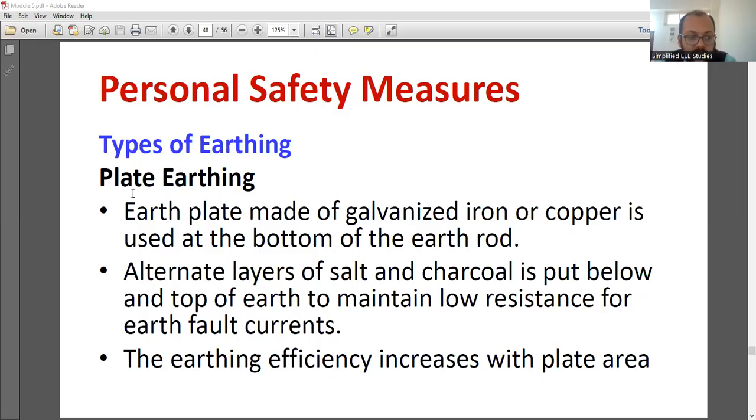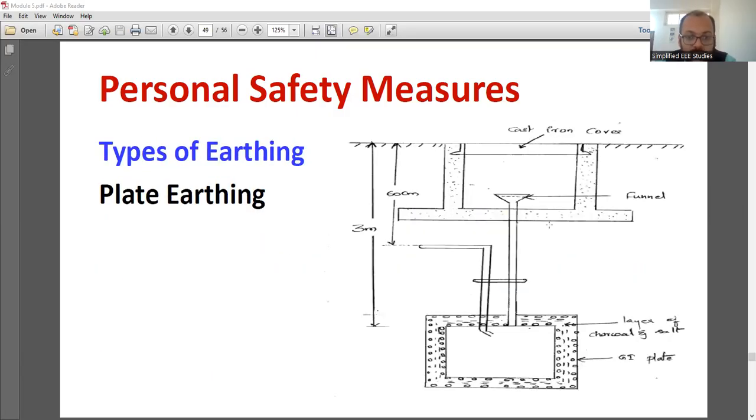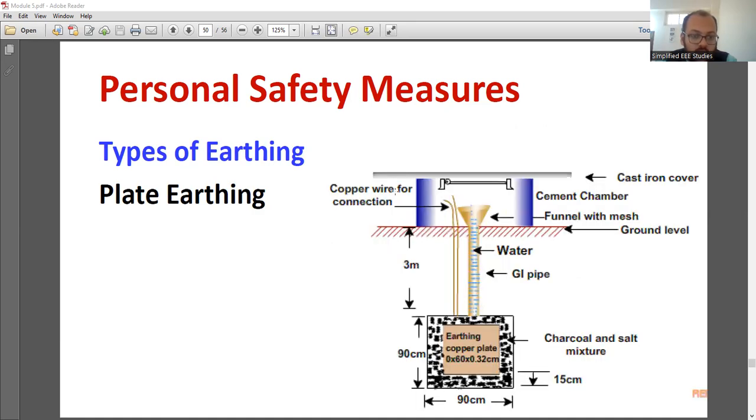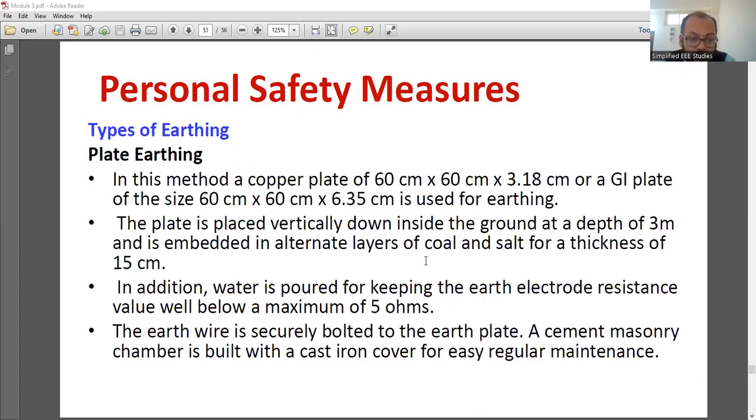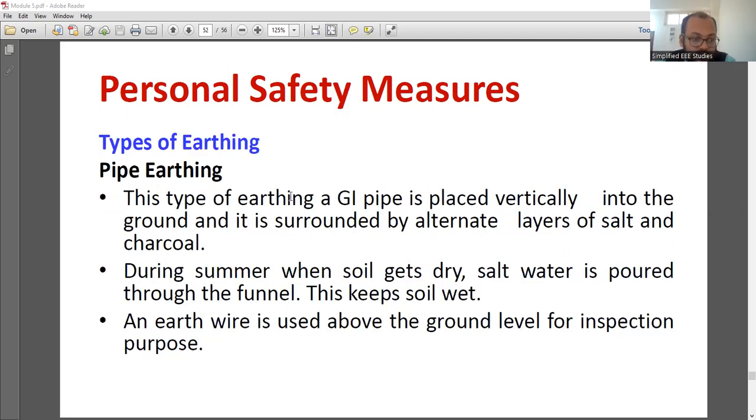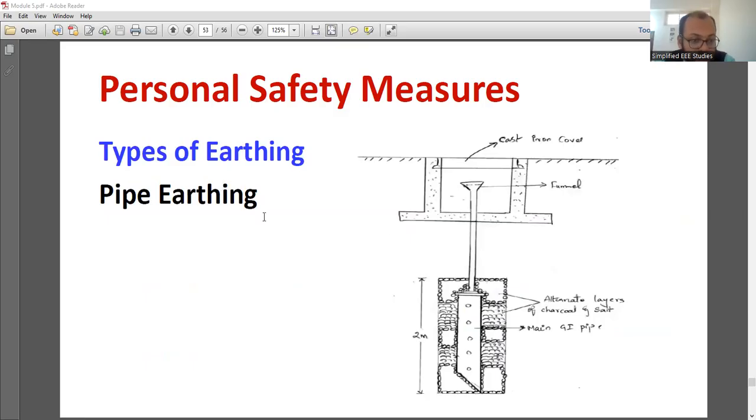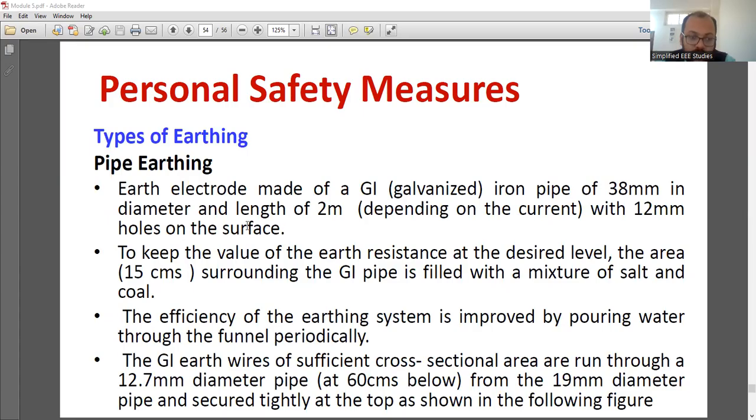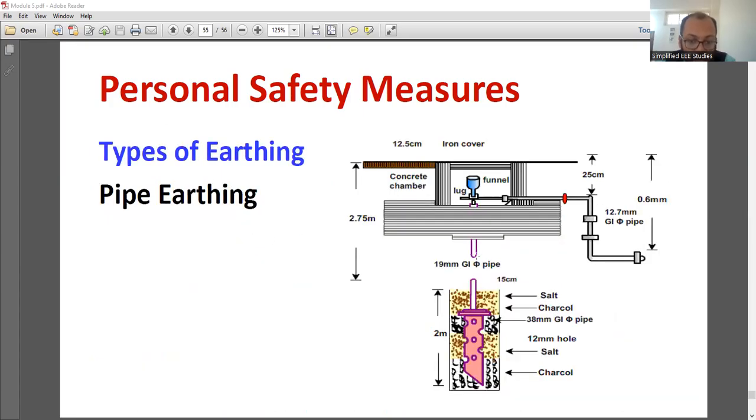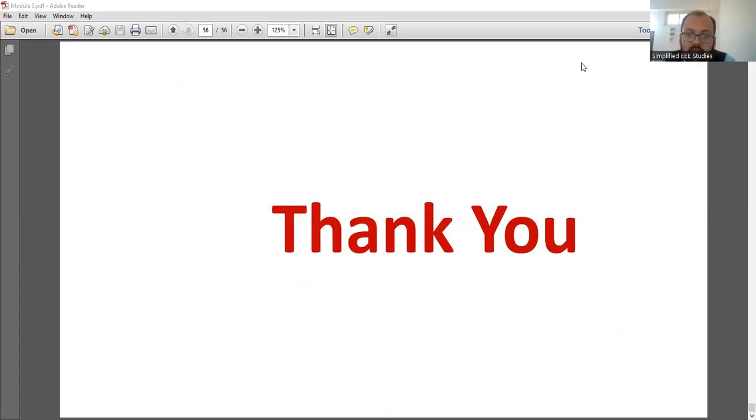In plate earthing, the specifications are already given. You can follow this diagram for plate earthing. Then you have to mention why we add charcoal and salt in that particular plate. What are the reasons? And the dimensions also you have to mention. These are very important. Even in competitive examinations you can see various types of questions. In pipe earthing, you can mention the structure like this. All the details are provided. Kindly go through them once.